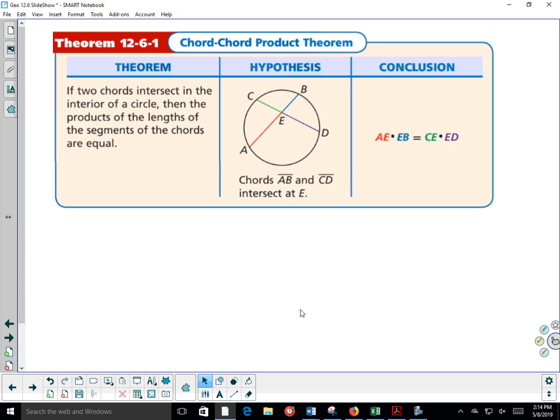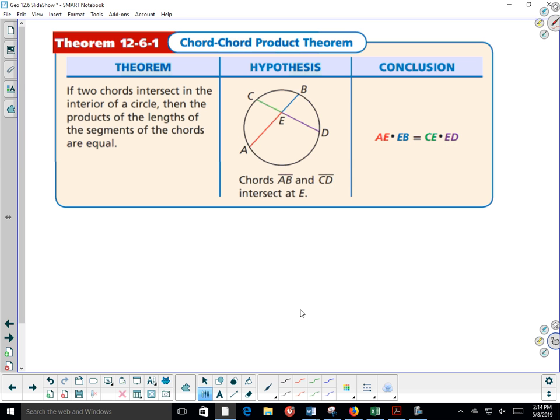It is called the chord-chord product theorem. It says if two chords intersect in the interior of a circle, then the product of the lengths of the segments of the chords are equal. In this diagram, we have chord AB and chord CD intersecting at point E.